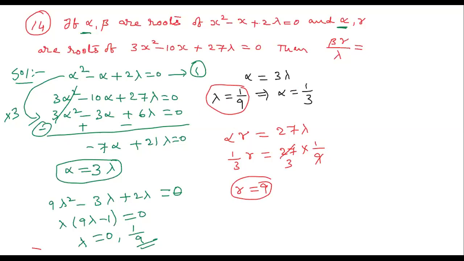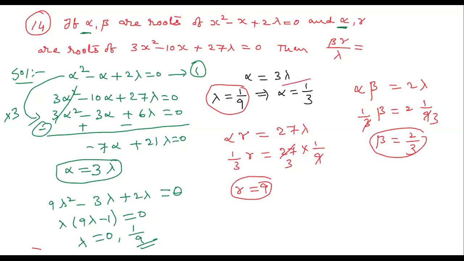Then what is beta? Beta we haven't got. There also take the product of the roots. Alpha beta is equal to 2 lambda. What is alpha? 1 by 3 into beta is equal to 2 into lambda value, 1 by 9. So 3 3s are 9. Now finally, beta value is 2 by 3. Alpha value is 1 by 3. Lambda value, gamma value we got.